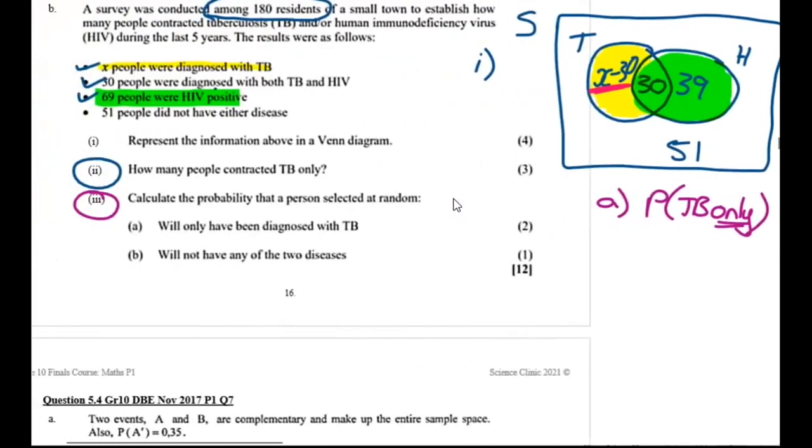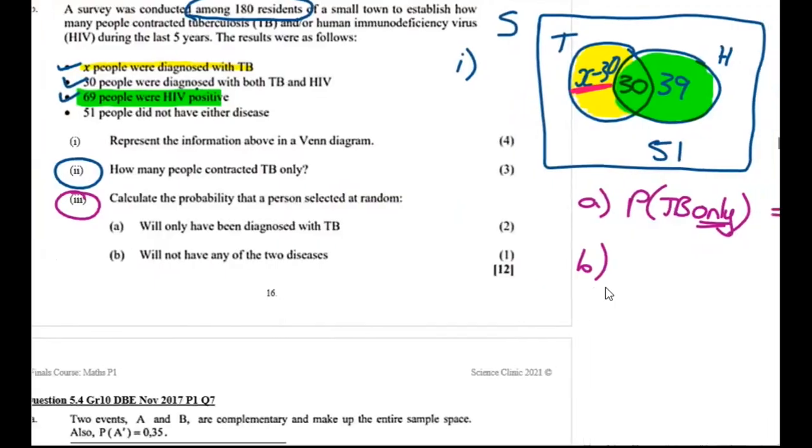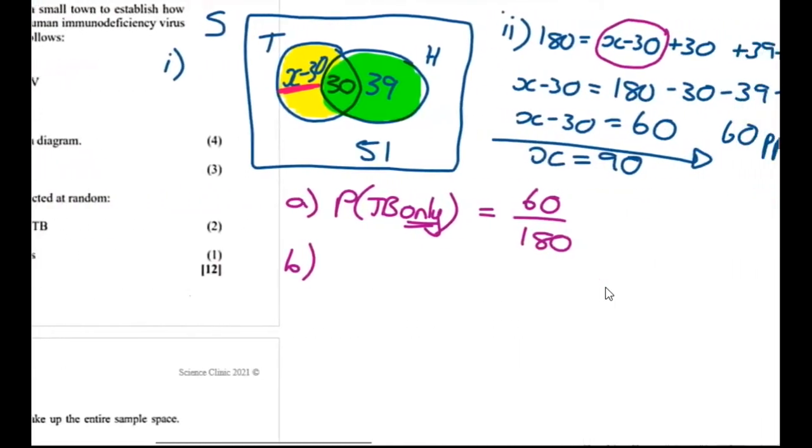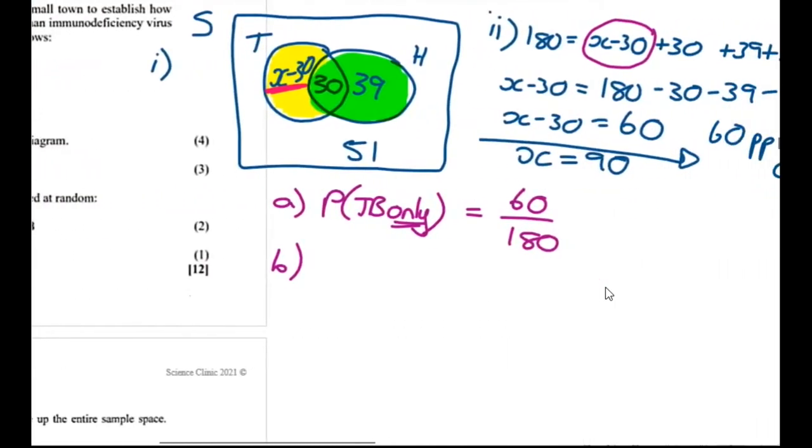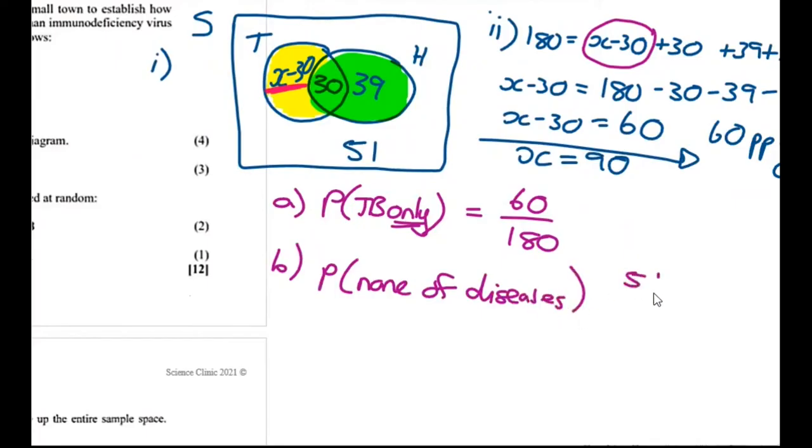Okay, next one. Will not have any of the 2 diseases. So if we have a look at the 2 diseases, the people who didn't have any, how many were there? Yes, I see the answers coming through for the probability of none of the diseases. Great, it is 51/180.